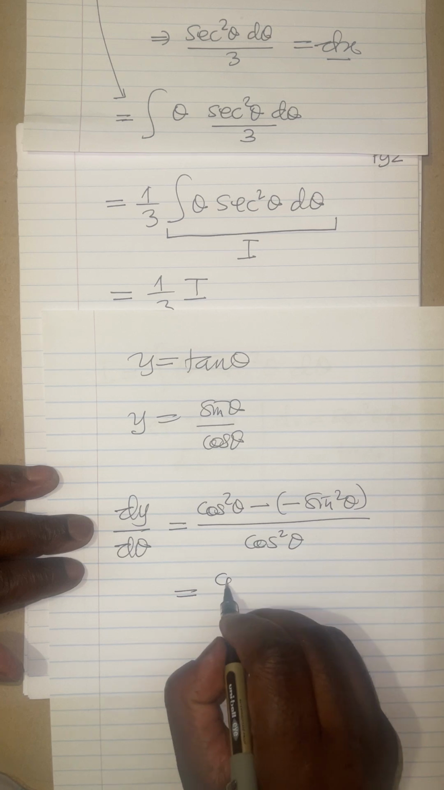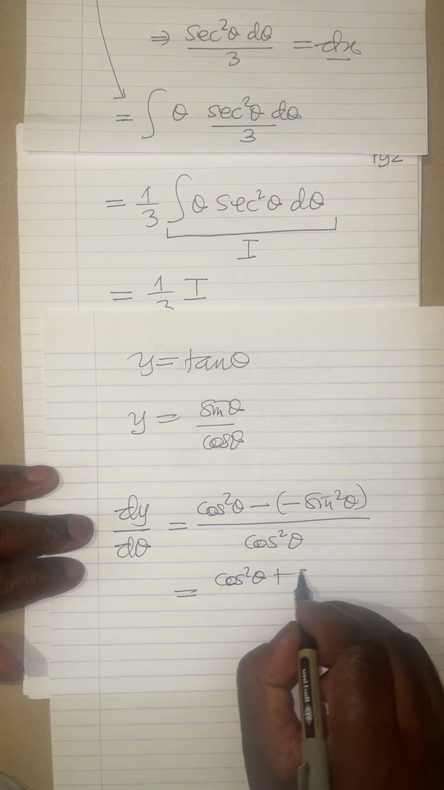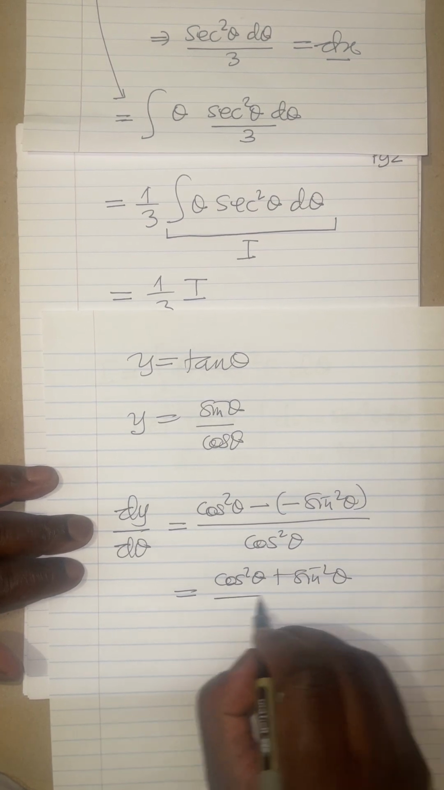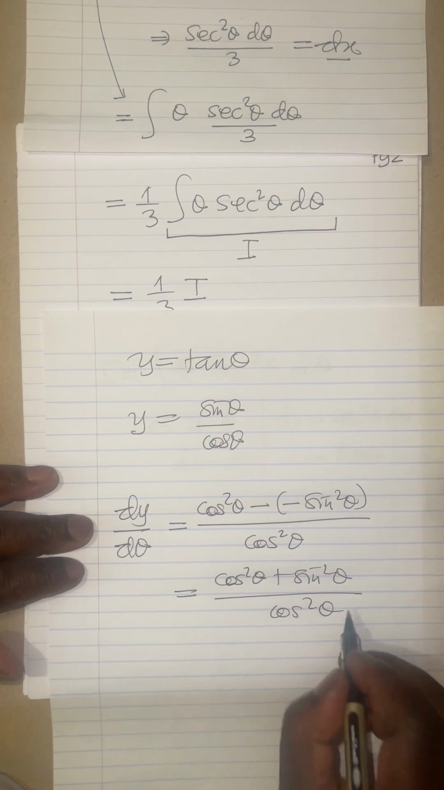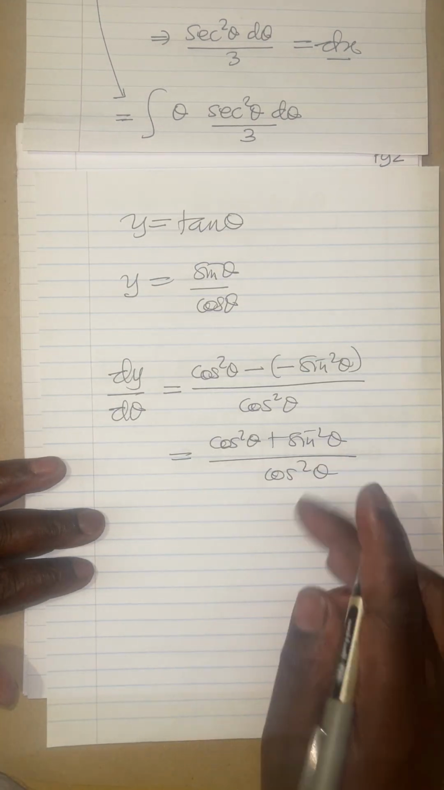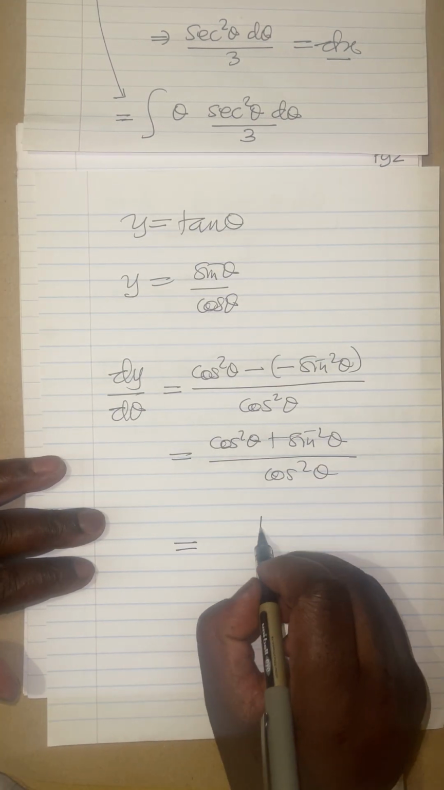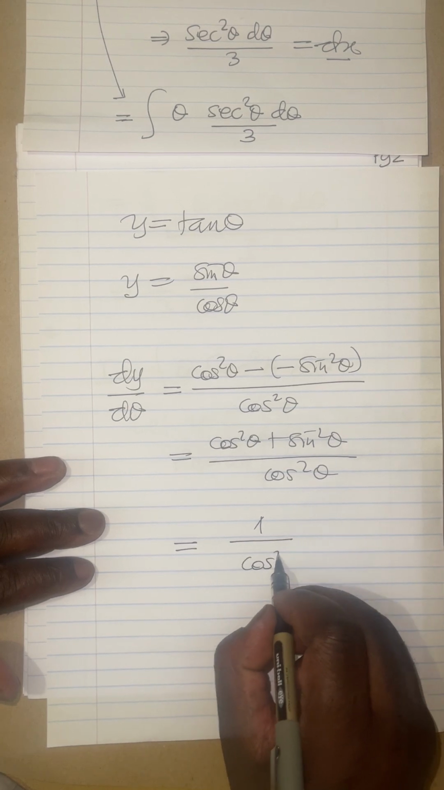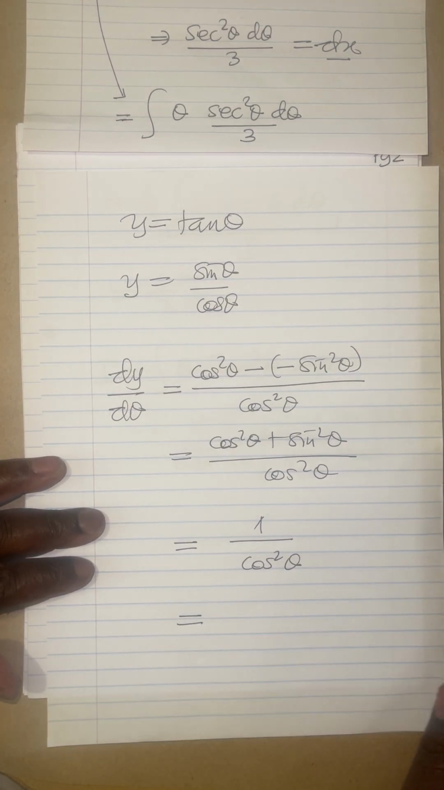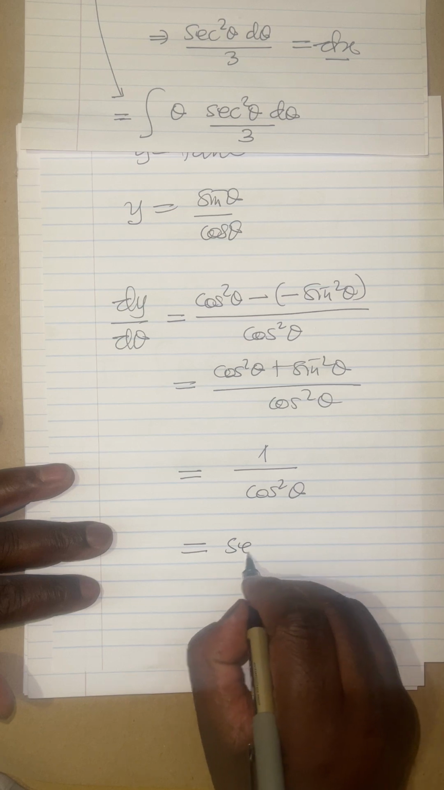In the numerator, we have cos squared theta plus sine squared theta all over cos squared theta. And what is sine squared plus cos squared? As long as the angle is the same, the answer is going to be 1 over cos squared theta. And what is 1 over cosine? Secant. So this is basically sec squared theta.